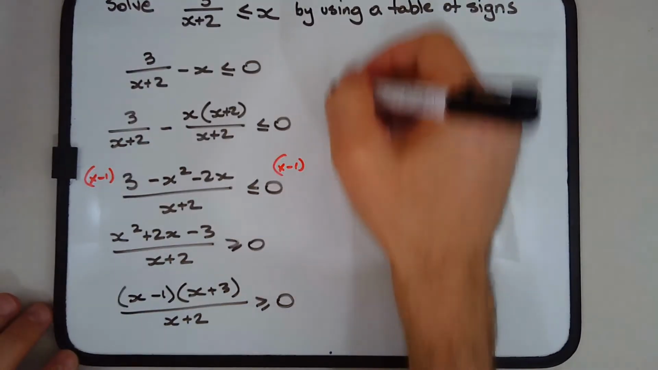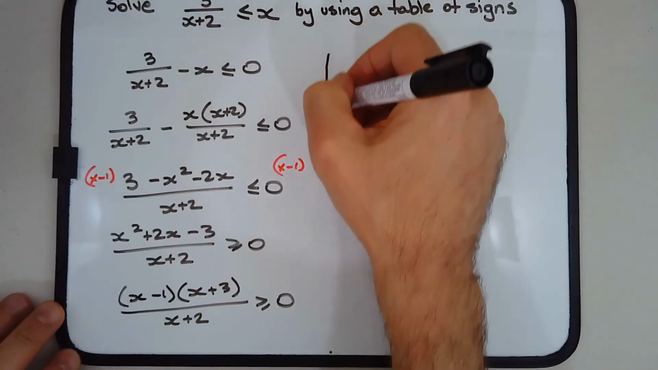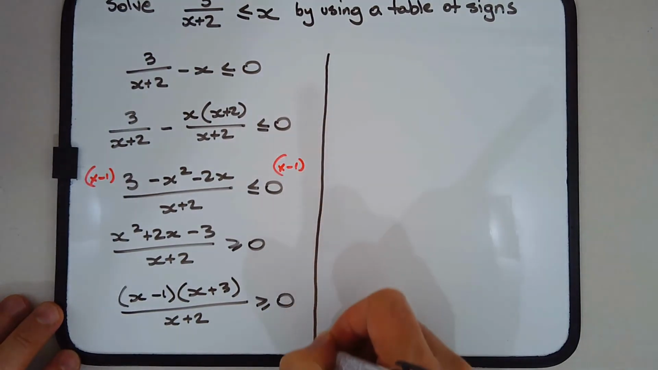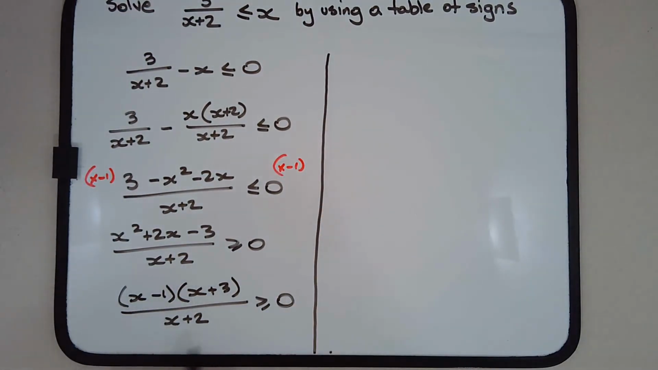So I think the next step now would be to draw up a table of signs. Now, we could graph the left-hand side and just look at where the function's greater than or equal to 0, and then we can quote our inequality. But a table of signs is just another way of solving an inequality where graphing can be impractical or might take too long. So it's a nice, elegant method. So let's do a table of signs.